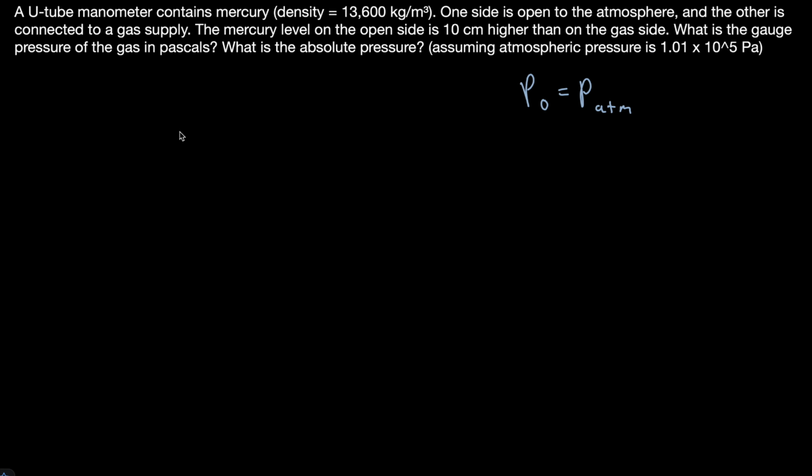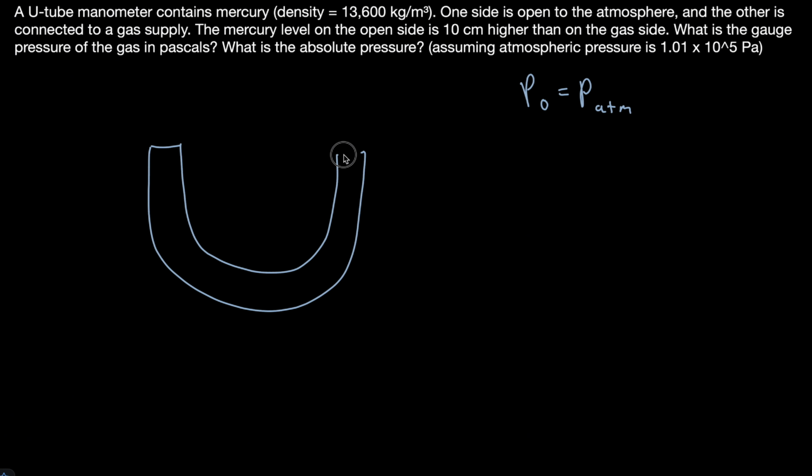So let's actually try to draw this out just to have a little bit more of a visualization. Oh, that was a terrible drawing. So let's just do this, and I'll make this drawing a little simpler. So we have one side that is exposed to air, so I'm just going to put this side as the open one, this side as the closed one, and the mercury level on the open side is 10 centimeters higher, so we'll just say this is 10 centimeters higher. Okay, so we have our visualization.